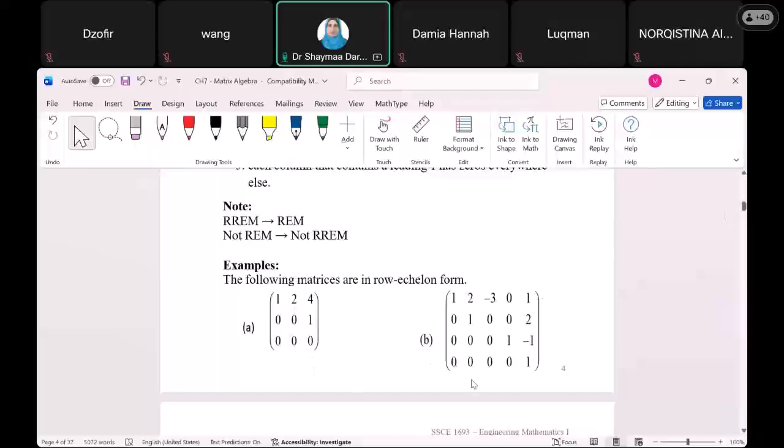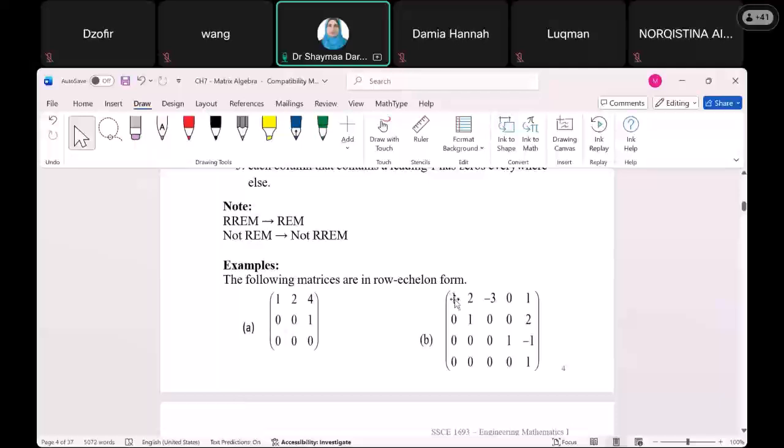Okay, this is another example, B. Here we have some rows that are non-zero. The first non-zero number is 1 in each row. So these are the leading ones. Each leading one comes to the right from the previous one.